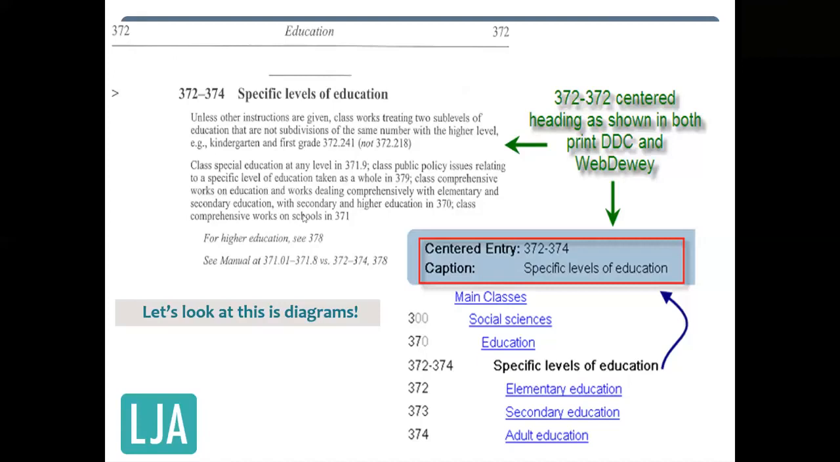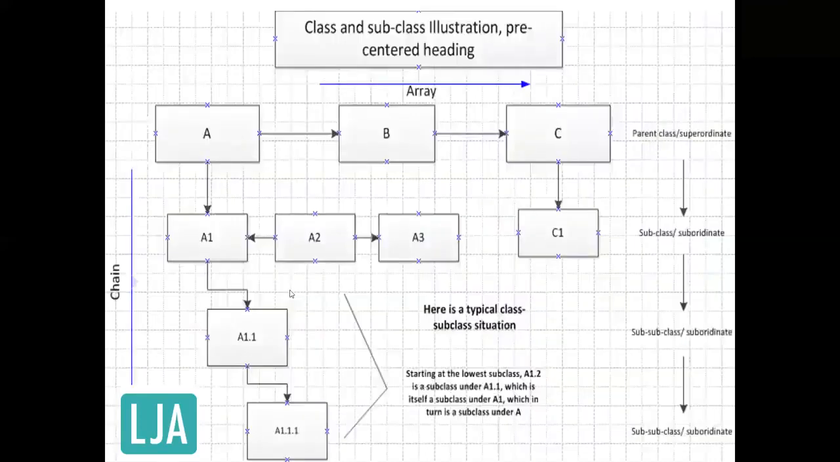When you look at the print, you get a little bit more information right up front. When you're looking at WebDewey, a lot of times you're going to have to click on links to actually get a little bit more information. So you can get the same information, you're just going to have to click a little bit more. So that's what centered headings mean.